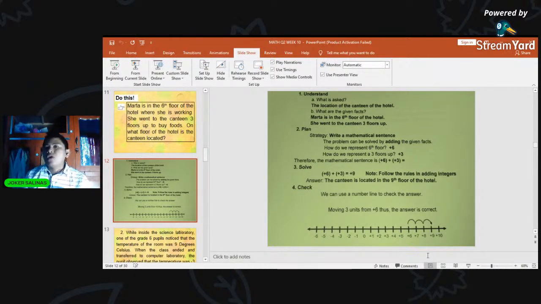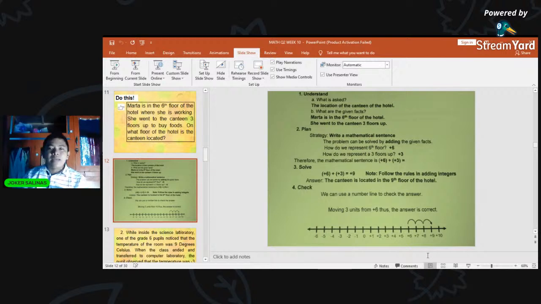Next, after knowing what is asked, you need to know what the given facts are. So what are the given facts? Martha is on the 6th floor of the hotel. Then she went to the canteen 3 floors up. We use the description "up." So what do you mean by that?